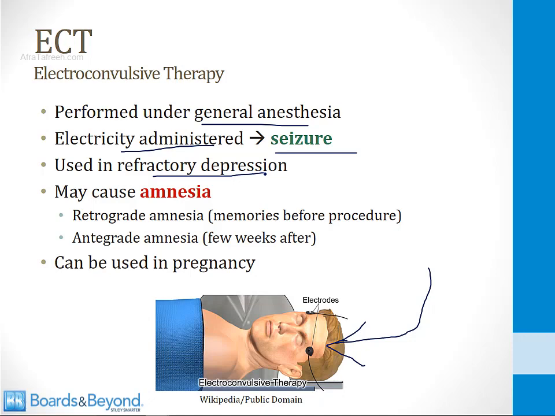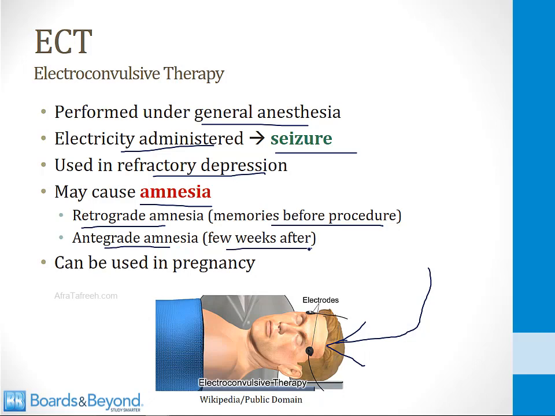The main side effect of this that you need to know about for your boards is amnesia. Many patients, after they wake up, will forget things for several weeks later. Sometimes they have retrograde amnesia, where they can't remember things from before the procedure. I met one patient who had had this procedure several times, but she did not remember any of the previous times. Some patients will also have antegrade amnesia, where they lose memories for a few weeks afterwards.